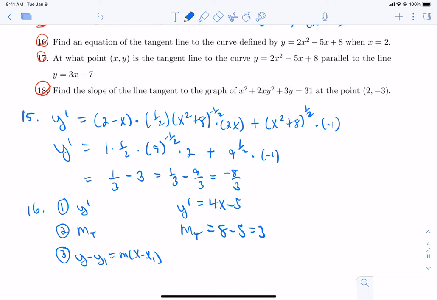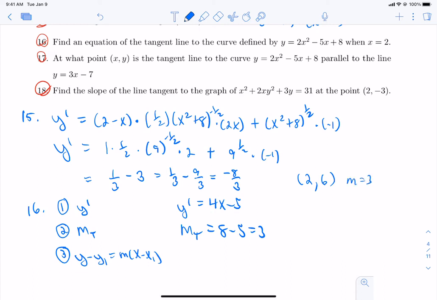Now, as soon as we know the slope of our tangent, we can use that in the point-slope formula. But the point-slope formula needs a point and a slope, so make sure you have a full point. They didn't give us a full point, did they? They just gave us the x. But we can find the full point if I plug in 2 into the original, because it's a point on the original function. That would be 8 minus 10 plus 8, which is 6. So the point I'm going to use is (2, 6). I just plugged 2 into the original function. And the slope I'm going to use is 3.